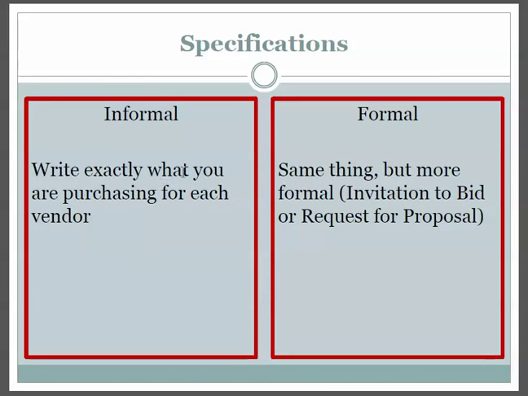So here it is in more simple terms. Informal and formal. You're going to write exactly what you are purchasing for each vendor in the informal. And the formal, you're going to do the same thing, but you're going to have a specific invitation to bid or request for proposal. These are actual forms that you would be creating.